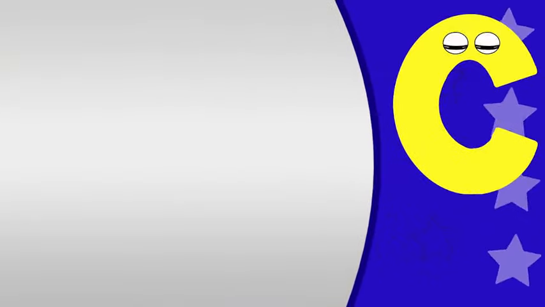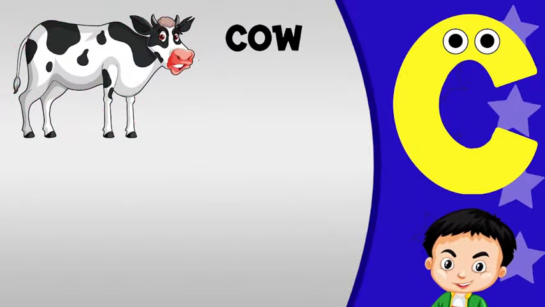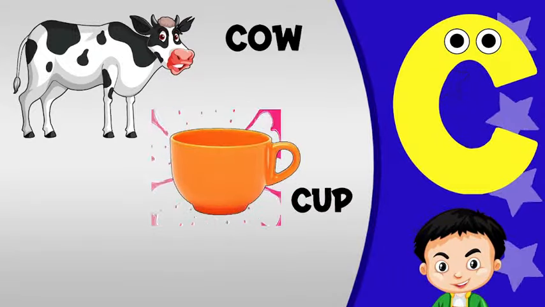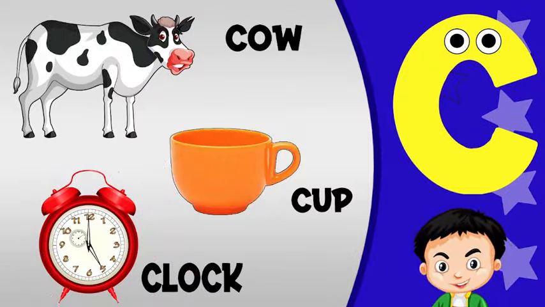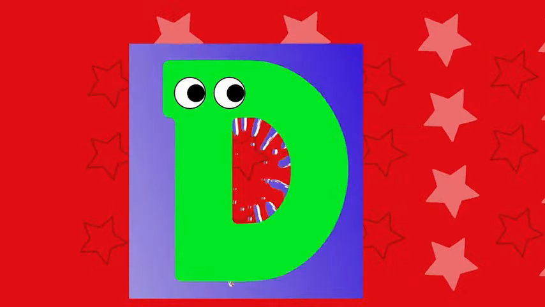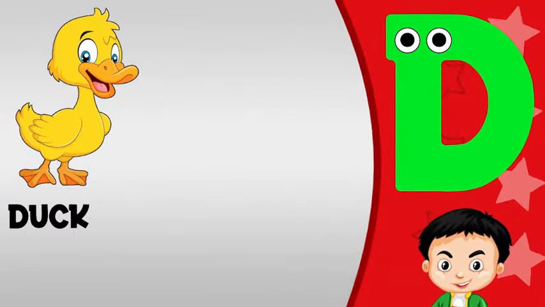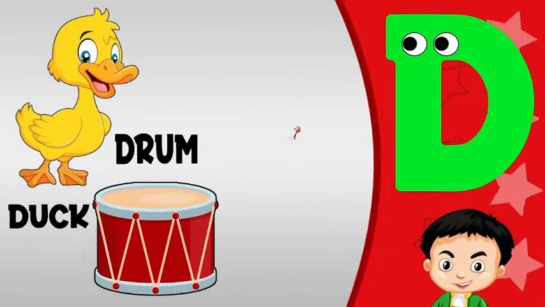B is for cow. C is for cup. C is for log. D is for duck. D is for drum. D is for dog.